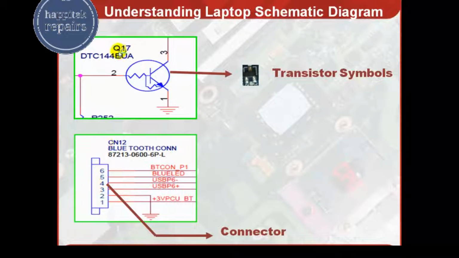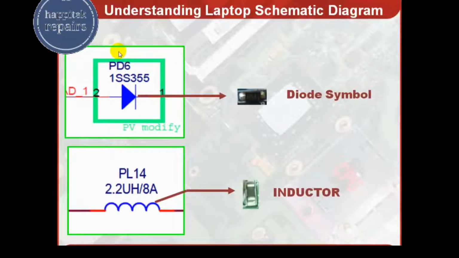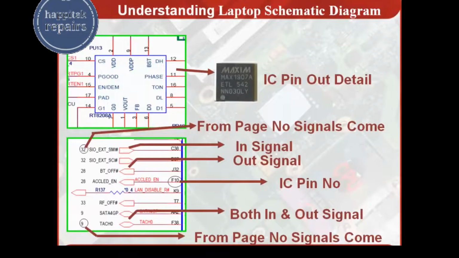Q symbol is for the transistor. PD means diode, power diode is there. Diode symbol will be there like this, and this symbol is there. PL means power inductor is there. Inductor symbol is like this, and it will be shown like this on the board. You can find it like this.